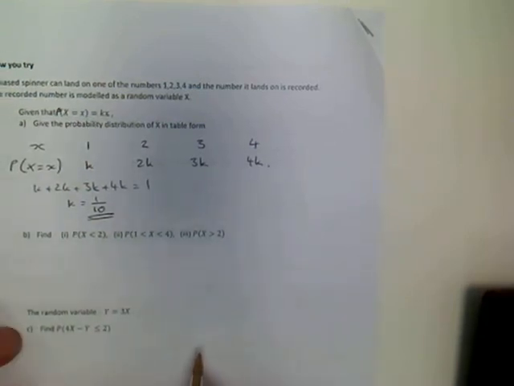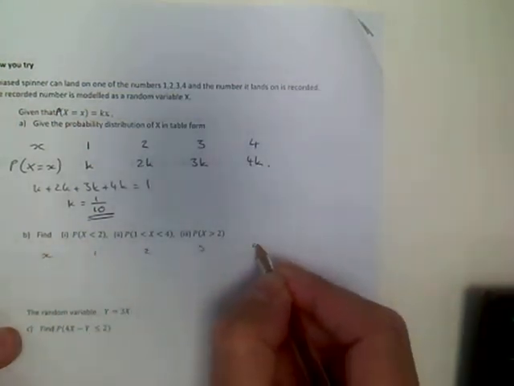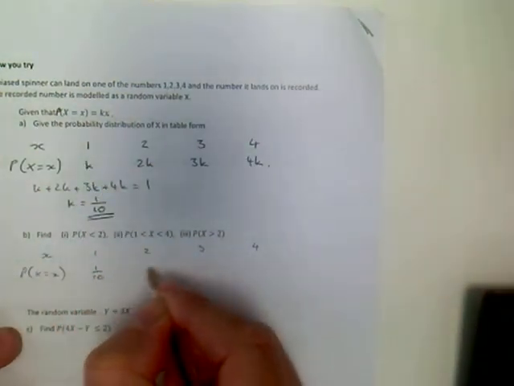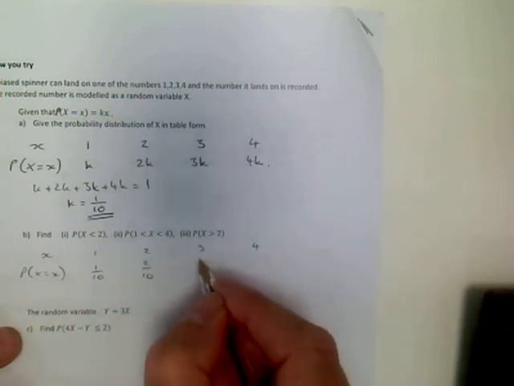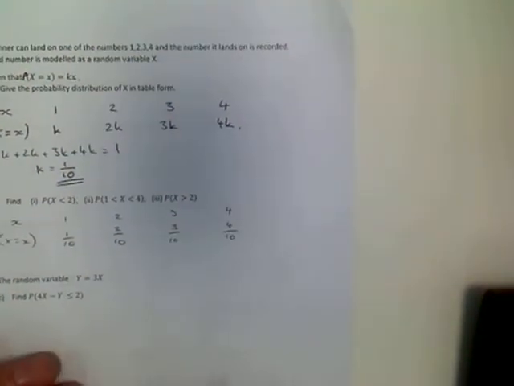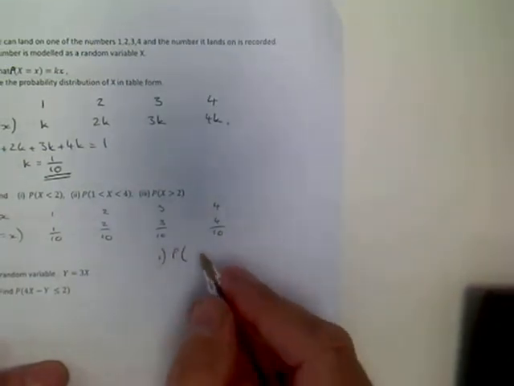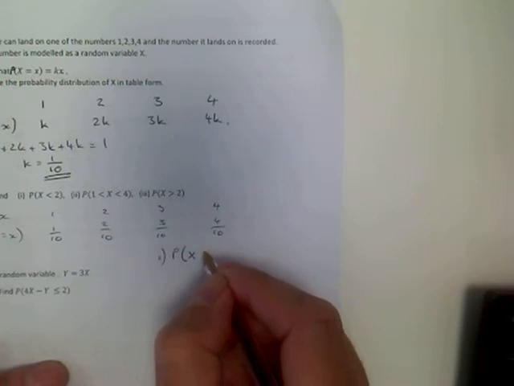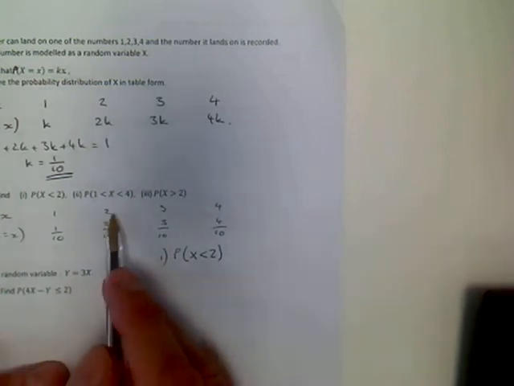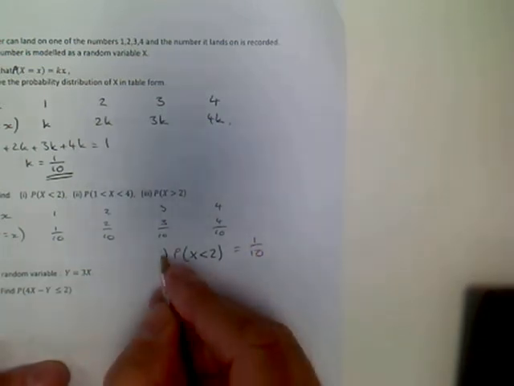Okay, so that tells me I can now write out my probability distribution with the actual values in. So I've got 1 over 10, 2 over 10, 3 over 10, 4 over 10. It often helps not to simplify in this case. Because we're working with fractions, it makes it easier to add them up if we've got the same denominators, so I'm just going to leave them like that rather than simplify. So the probability of x being less than 2, that is only the one there because it must be less than 2, so that is simply 1 over 10.